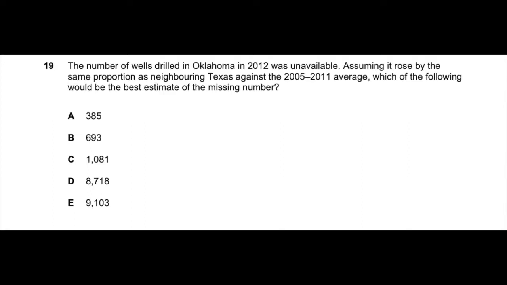First, it is necessary to estimate the number of wells drilled in 2012 in Texas as a percentage of the number of wells drilled in the same state from 2005 to 2011. 13,540 divided by 33,753 multiplied by 100 is roughly equal to 40%. Next, 40% of the number of wells drilled in Oklahoma between 2005 and 2011 must be estimated. 2,694 multiplied by 0.4 is roughly equal to 1,080. Therefore, option C at 1,081 is the best estimate of the missing number.